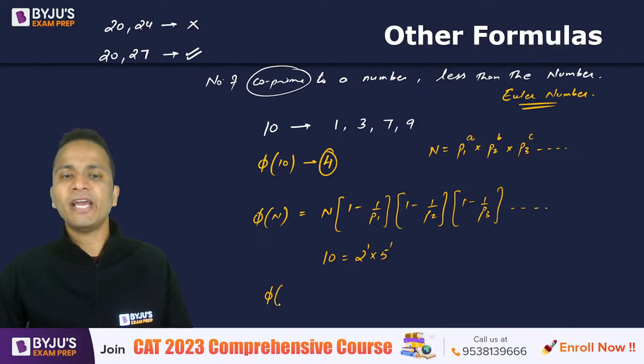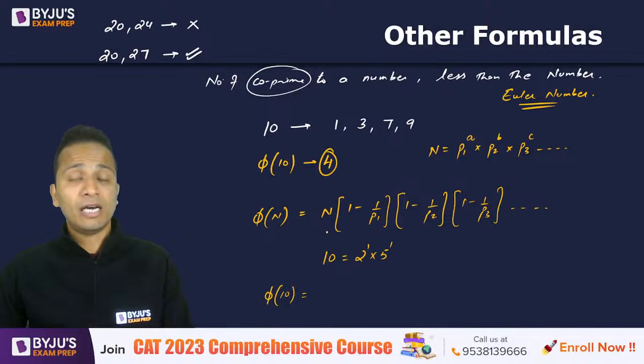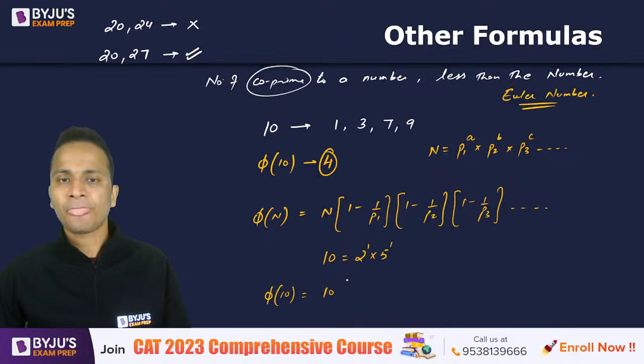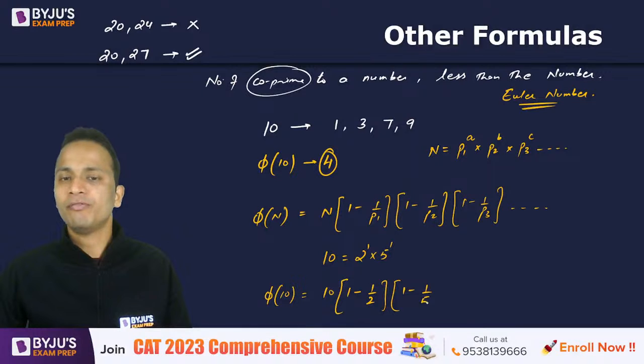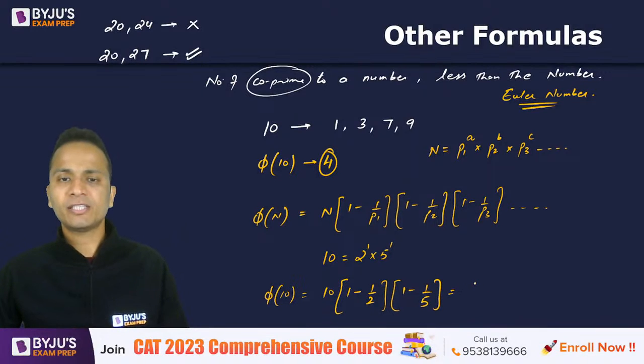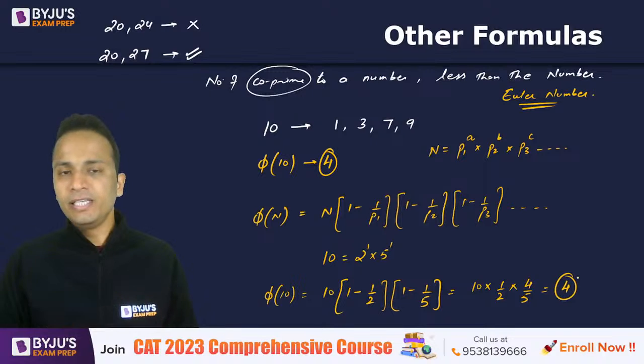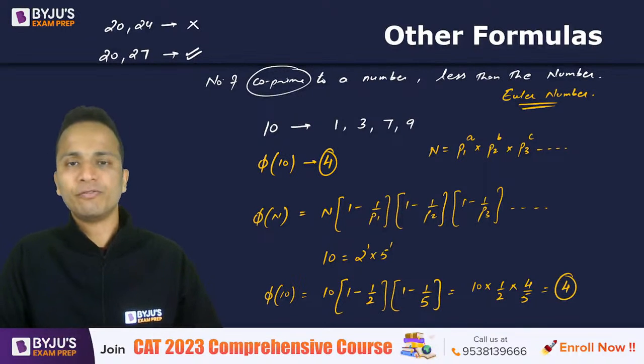So phi of 10, applying the values in the above formula, phi of n will be equal to n, that is 10, bracket 1 minus 1 upon 2 into 1 minus 1 upon 5. Now simplify this. 10 into 1 minus 1 upon 2 is half, and then 1 minus 1 upon 5 is 4 upon 5. Solve this and you will get the number 4. So phi of 10 is equal to 4. We have derived it using the formula.